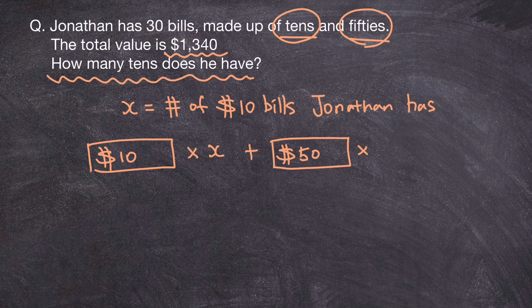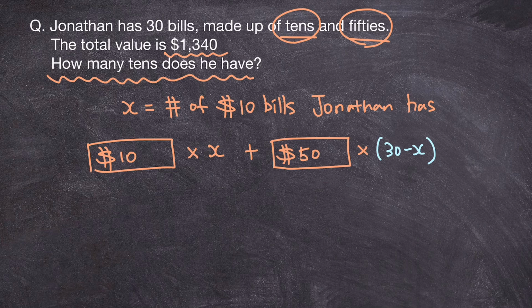So if we have x amount of $10 bills, how many $50 bills do we have? Well, we can express it as 30 minus x, right? Because x plus 30 minus x should equal 30. So far, does it make sense? So we have x amount of $10 bills, and we have 30 minus x amount of $50 bills.